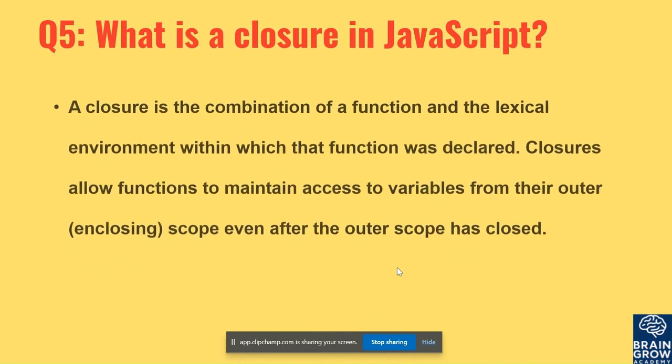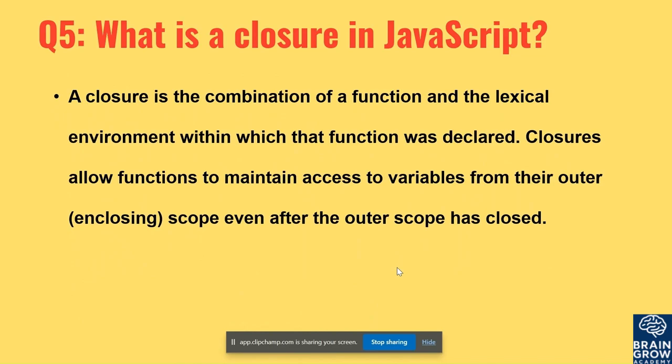What are closures in JavaScript? A closure is a combination of a function and the lexical environment within which that function was declared. Closures allow a function to maintain access to variables from its outer scope. We already discussed closures in a previous section, so if you have some doubt regarding closures, please go through that part and revise again.